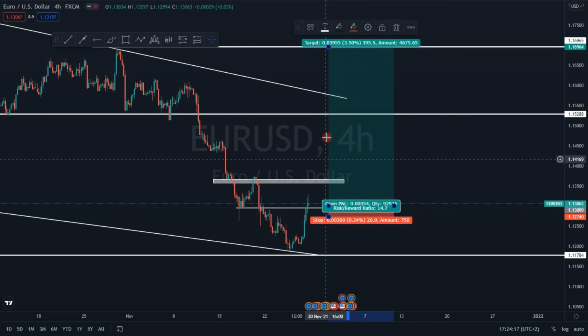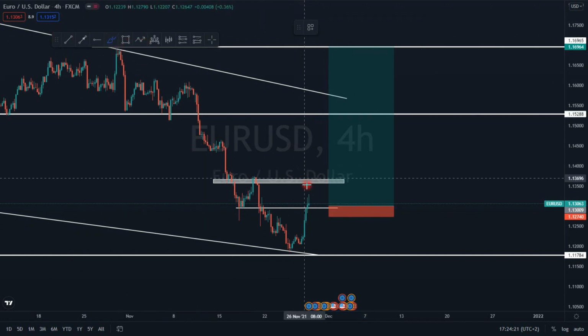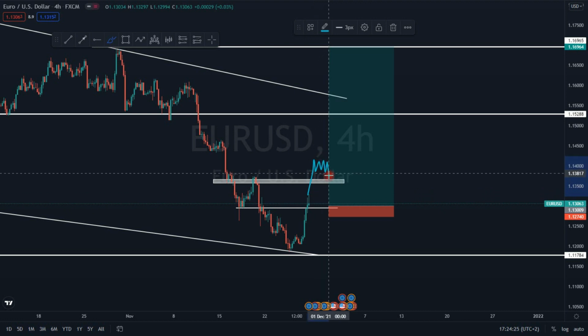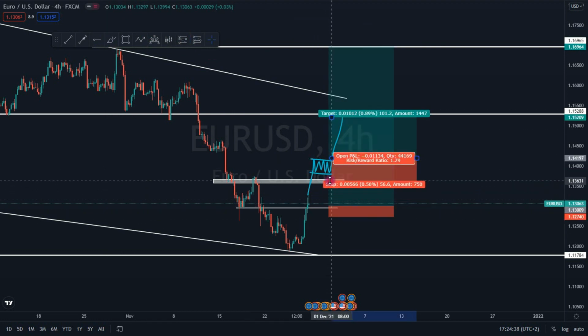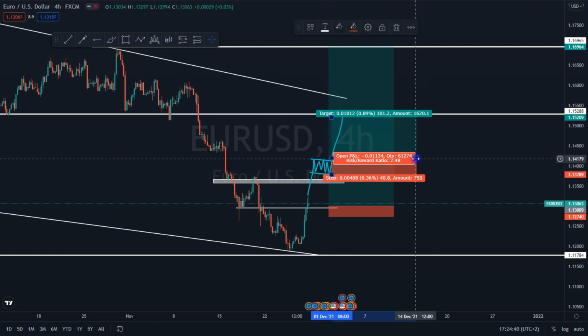Now should the market continue going up, I'm going to aim my entries. Remember what I said is that the market will go up and then do this, and then continue going up. So I'm going to aim my entries after that correction right there. This is where I'm going to also aim my entries, and I will put my stop loss just right here.